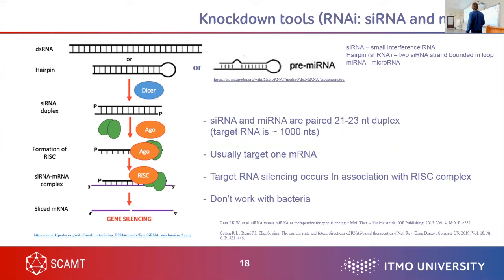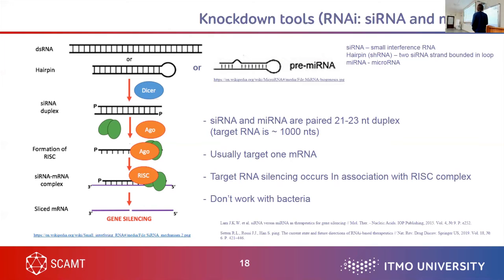In comparison, as an example, a whole mRNA has a size of about 1,000 nucleotides. It's very big in comparison, much bigger than siRNA or miRNA. So usually RNA interference will target one mRNA, and target RNA silencing usually occurs in association with RISC complexes.